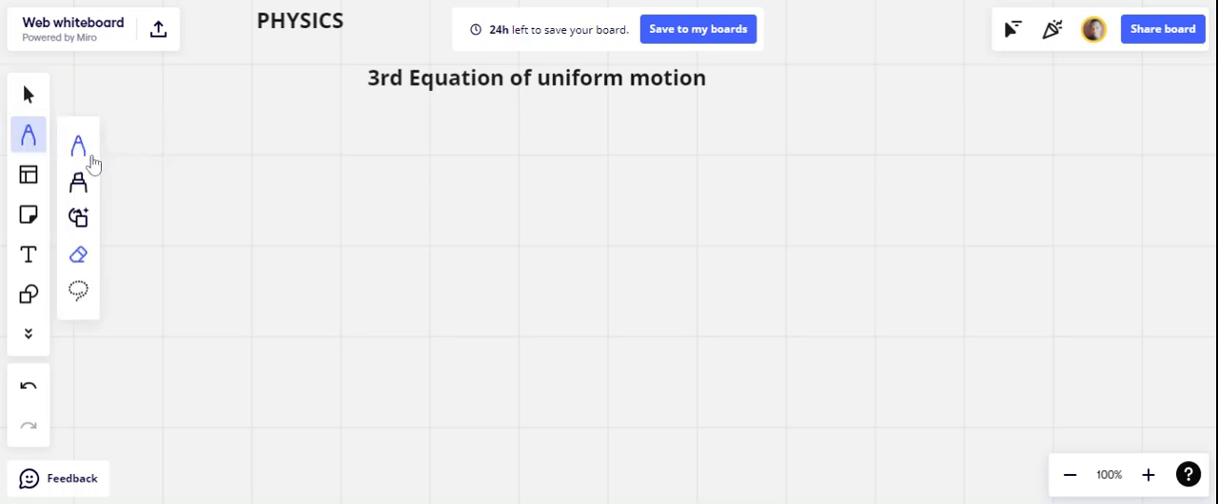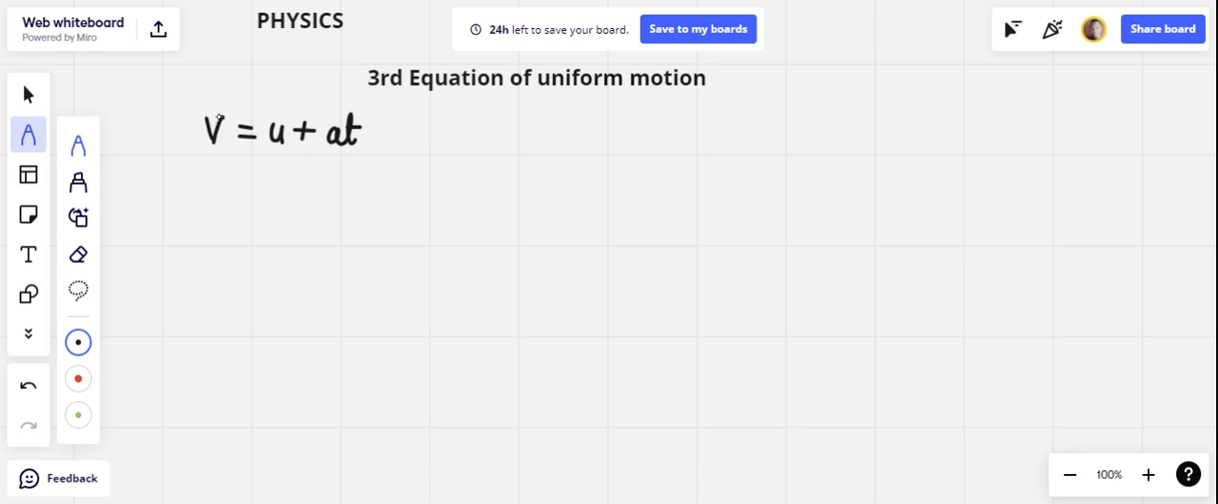The third equation of uniform motion that we can get. Now, the first one we had was v, that's final velocity, equals initial velocity u plus acceleration times time. And please don't forget about the units you will use to calculate each of these parameters.